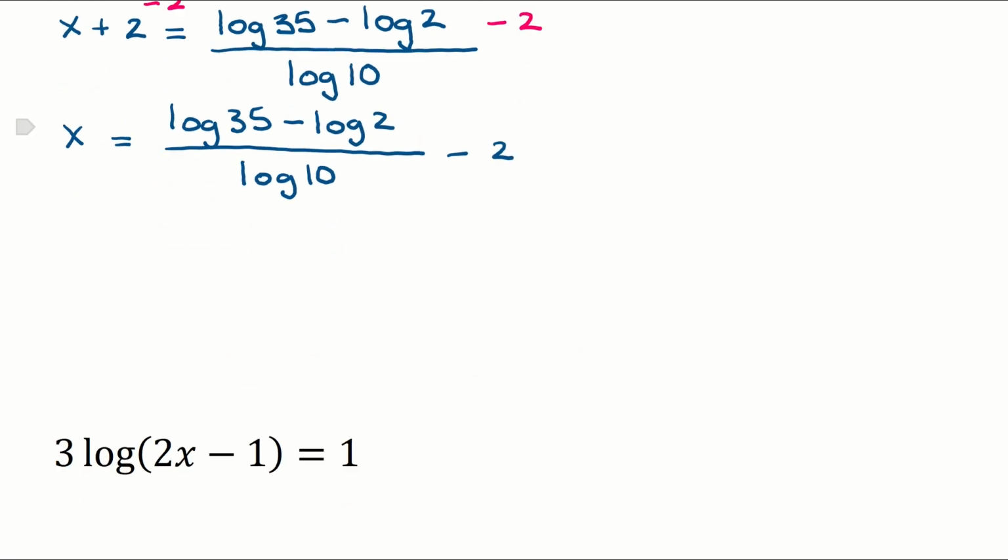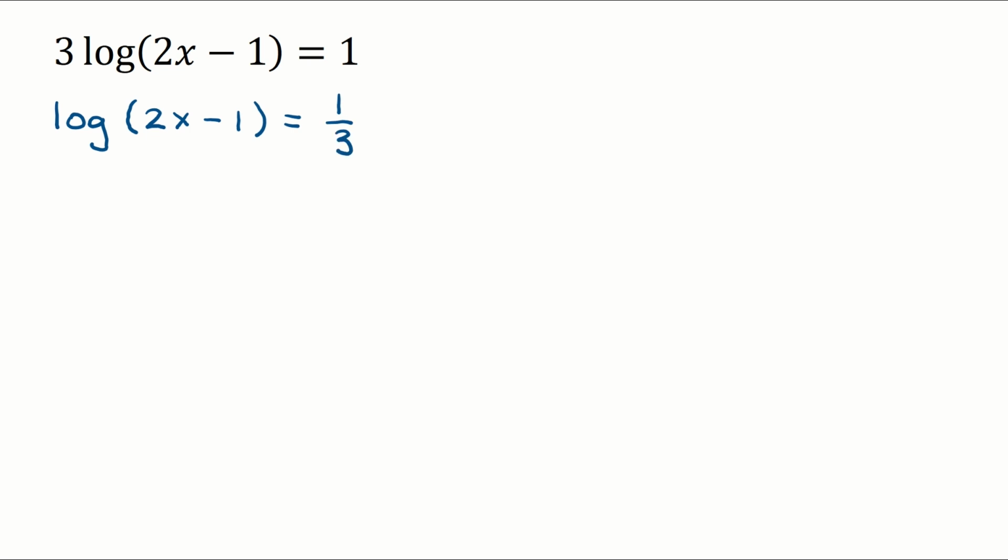Let's look at another question. This time we're going to start with a log already there. So in this question, we have 3 log of 2x minus 1 is equal to 1. We're going to solve this one a little bit differently. So I'm going to start by just getting the log by itself by dividing both sides by 3. So we get log of 2x minus 1 is equal to 1 over 3.